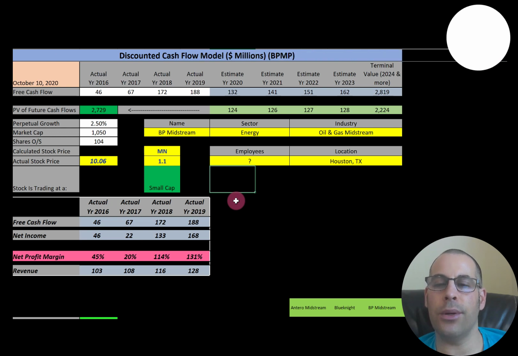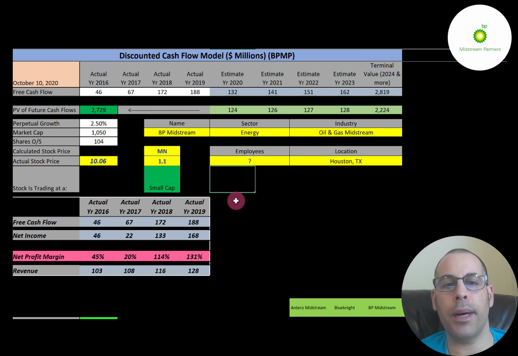BP Midstream is an oil and gas midstream company. Midstream refers to points in the oil production process that fall between upstream and downstream. Midstream activities include the storage, processing, and transportation of petroleum. BP Midstream is a subsidiary of BP, which is the sixth largest oil and gas company in the world. Let's get started with the model.